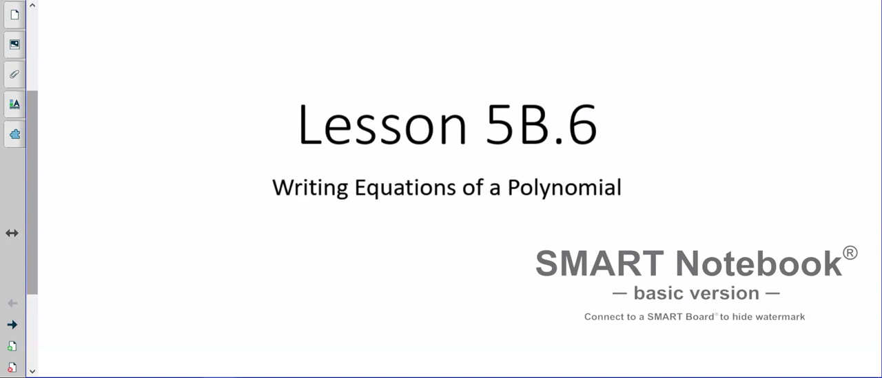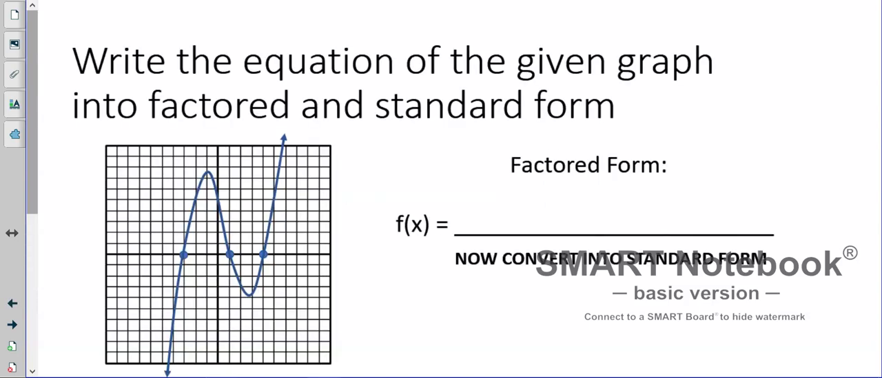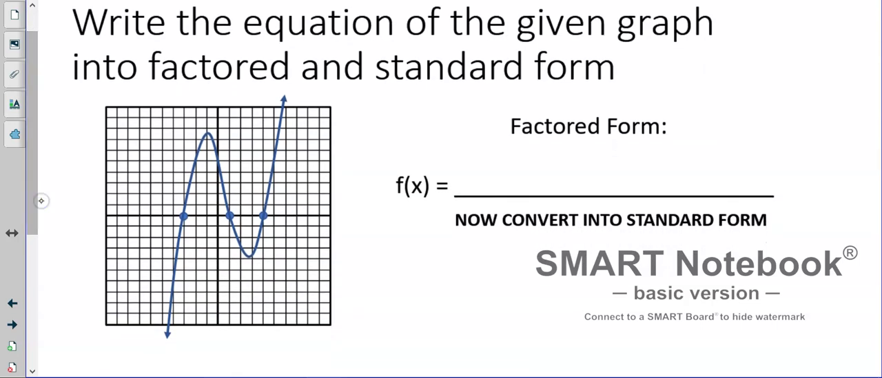All right, day 6 of chapter 5, part 2, last section, writing equations of a polynomial. So we're going to work backwards here. We've got to find our intercepts here, here, and here. So we have negative 3, 1, and 4. Those are our three intercepts.